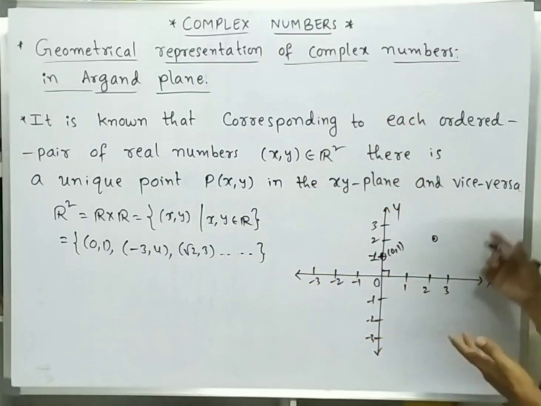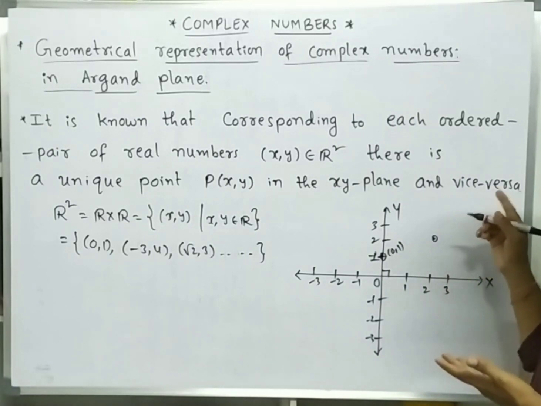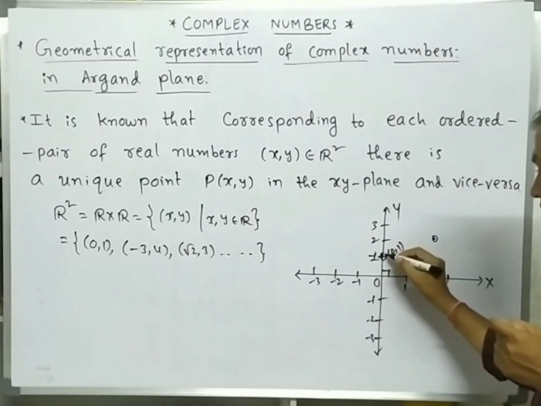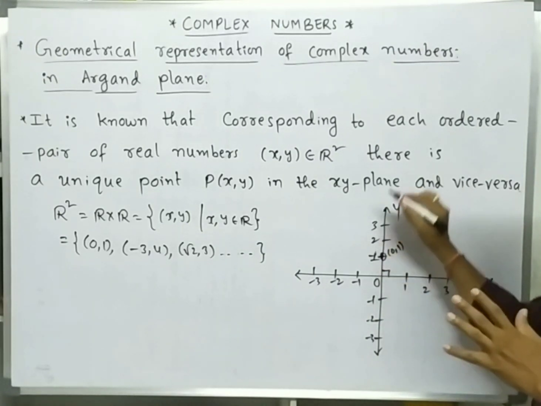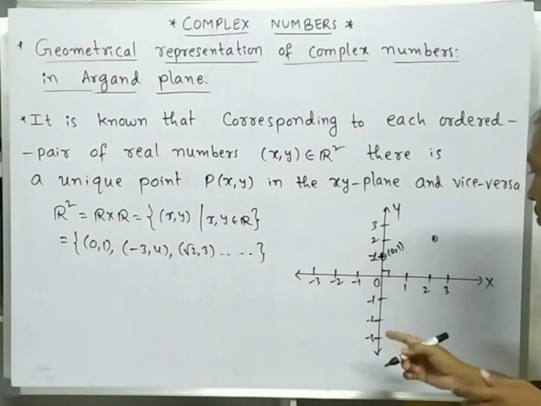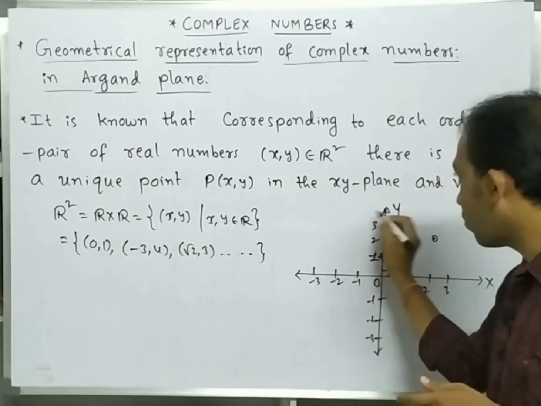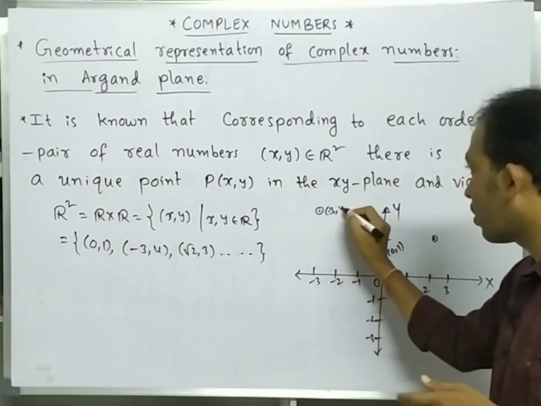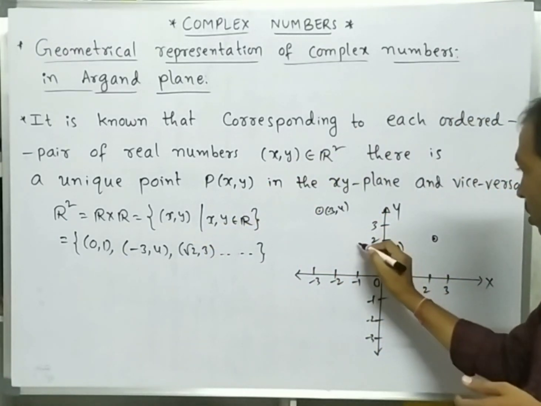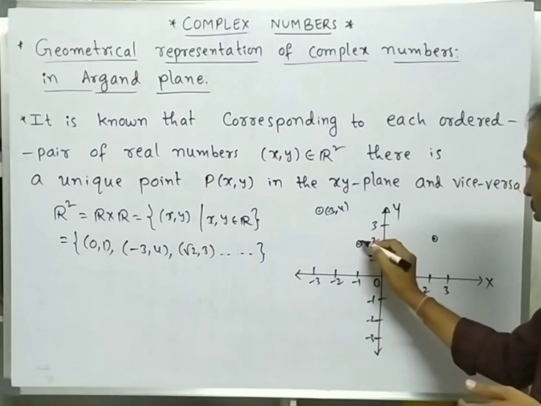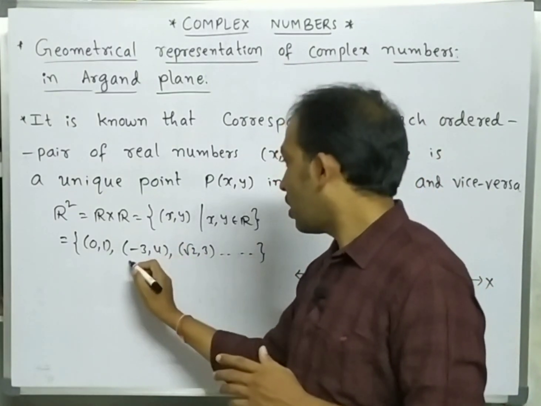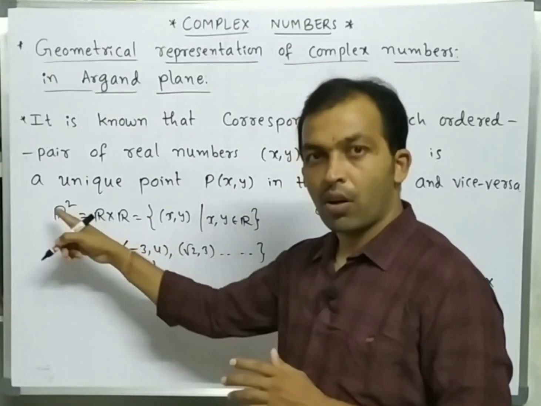So this is the plane, right? There is no other point for (0, 1) except here. So (0, 1) exists here only, it will not exist in any other place. Next, (-3, 4), that means this is minus 3 and here 4. We can represent it uniquely, right? In the reverse manner, this is the point (-1, 2) in the plane, and we have a corresponding point in this R square set.